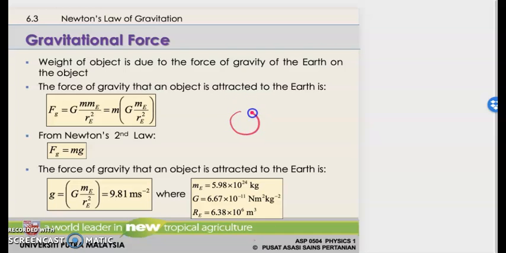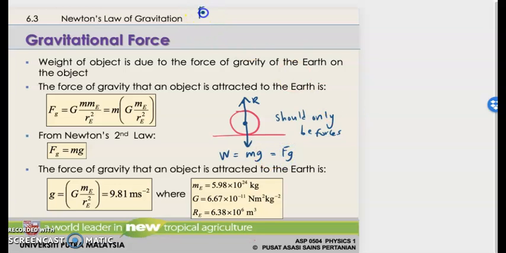Let's say we have a ball on the ground. For our free body diagram, we have R, which is the reaction force due to the surface of the ground. And we also have mg, where mg is weight. And anything that is on the free body diagram should only be forces. So what type of force is mg? It is gravitational force, right?